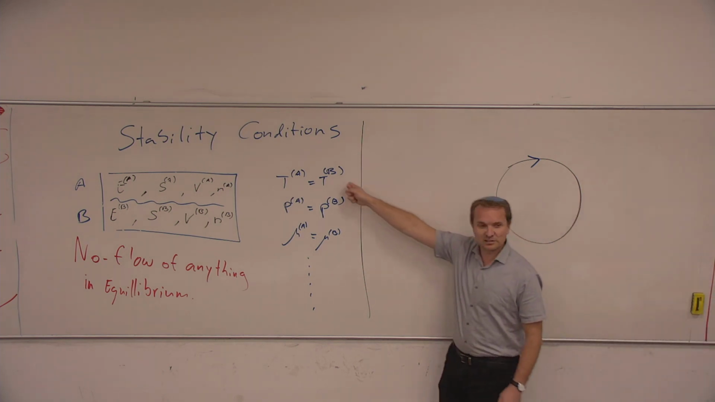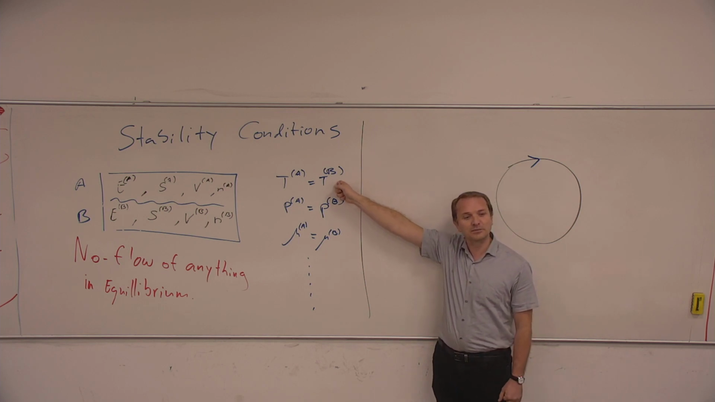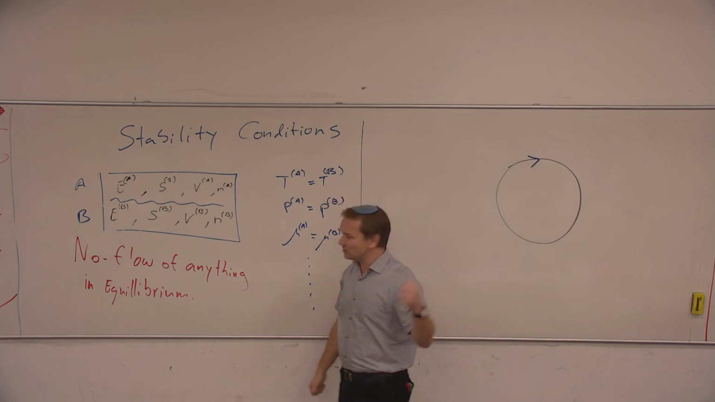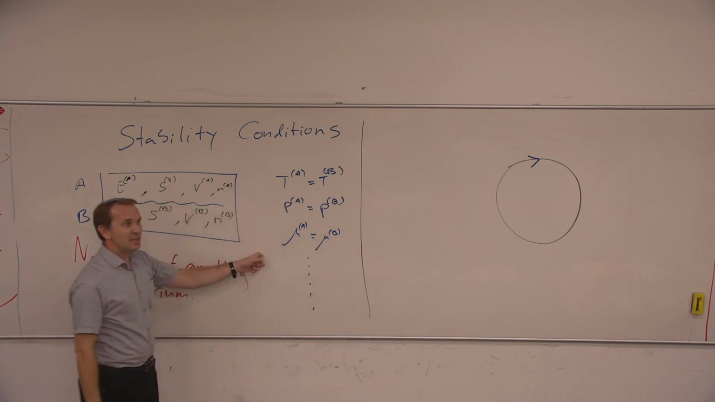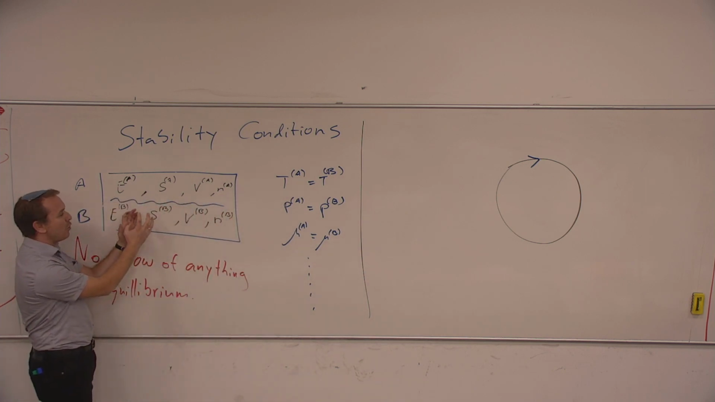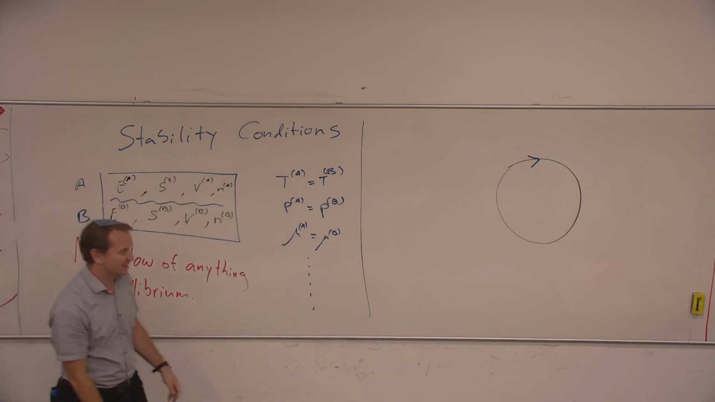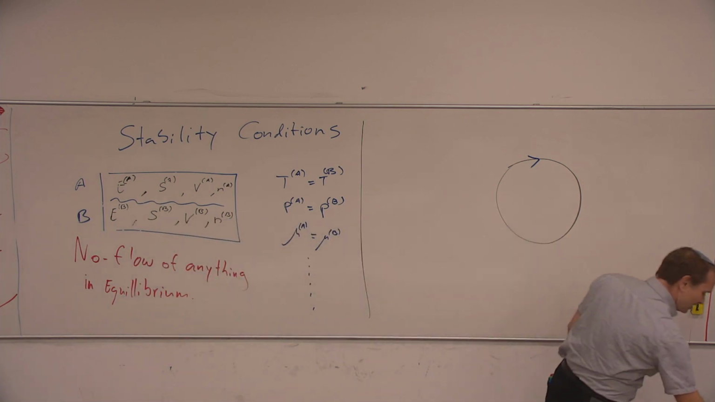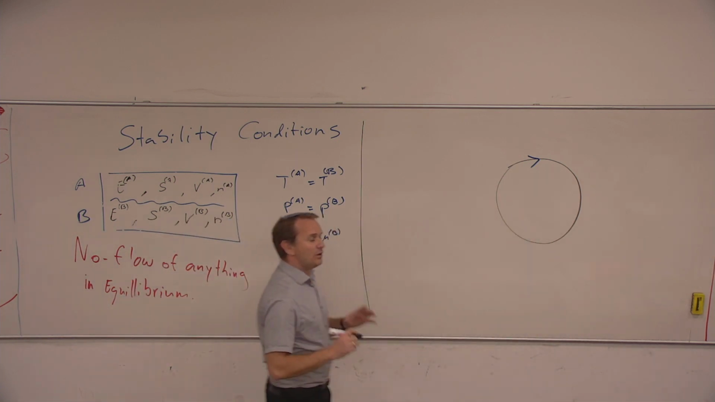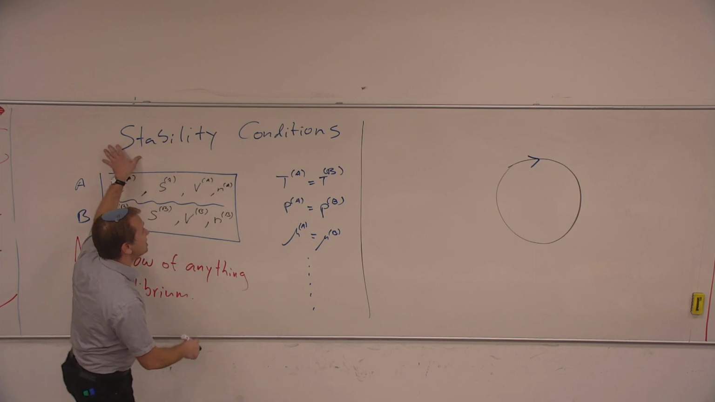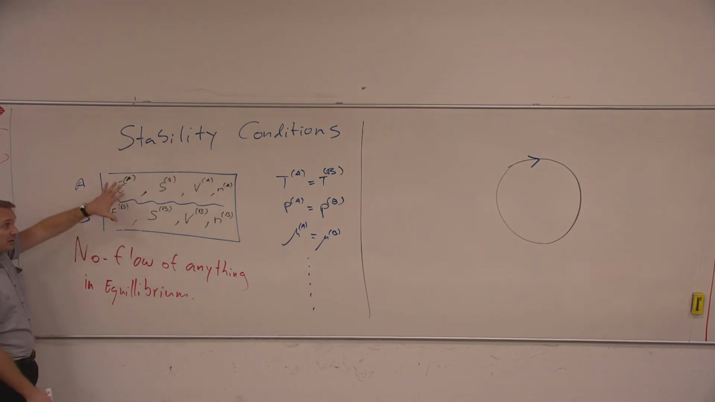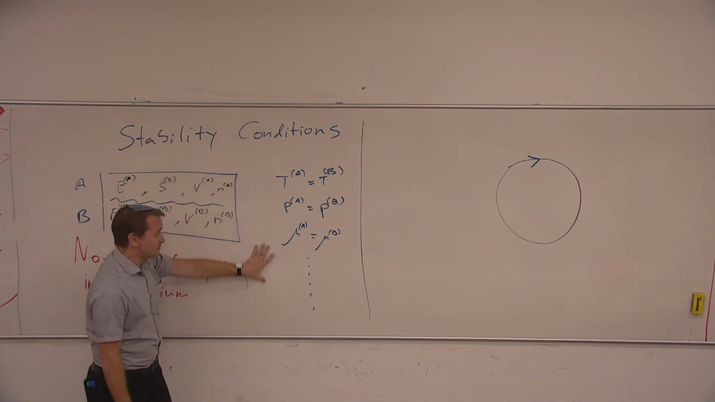When all the forces are exactly the same. All the internal intensive parameters in each part, no matter how small a part of the system, are exactly the same. Stability conditions define equilibrium. In equilibrium, those persist.